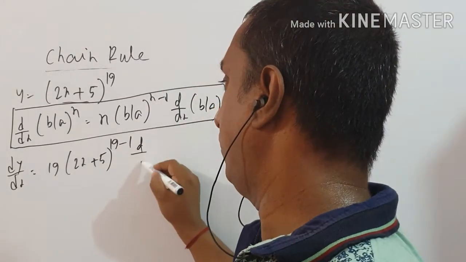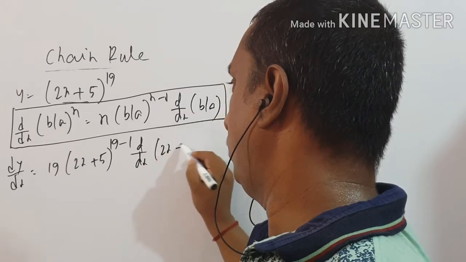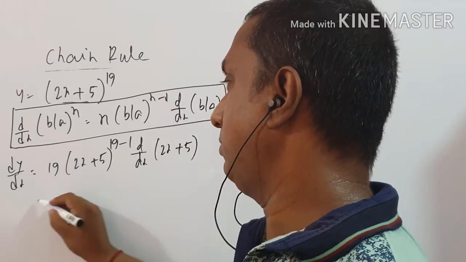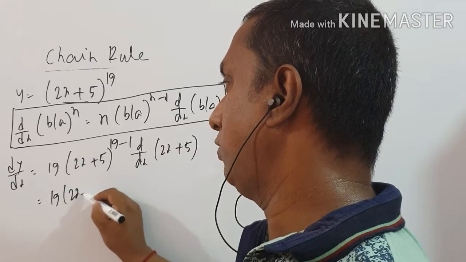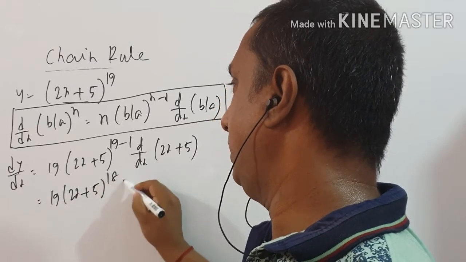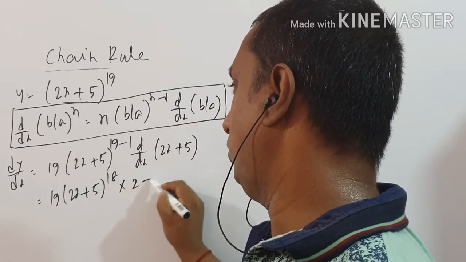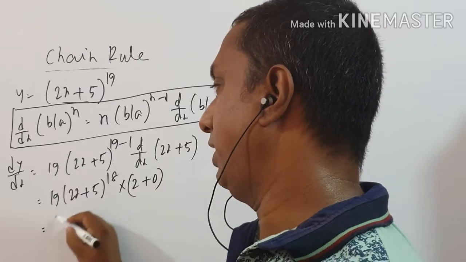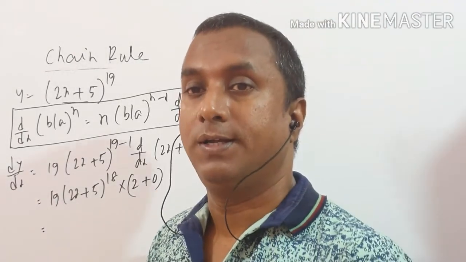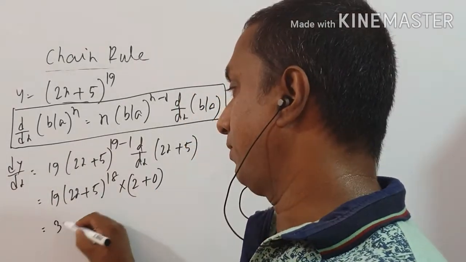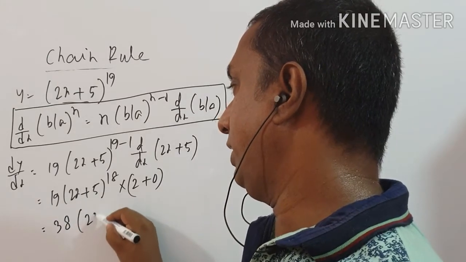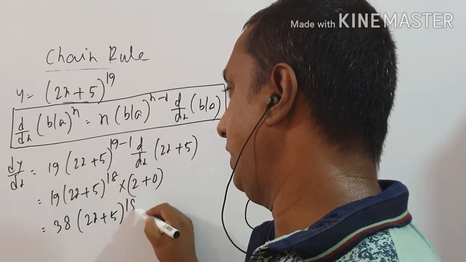Then d/dx of (2x + 5). Now let us simplify. 19 (2x + 5) to the power 18. The derivative of 2x + 5 is 2 plus 0. Now let me simplify. 19 times 2, that is 38, (2x + 5) to the power 18.